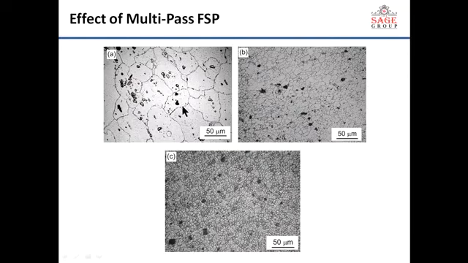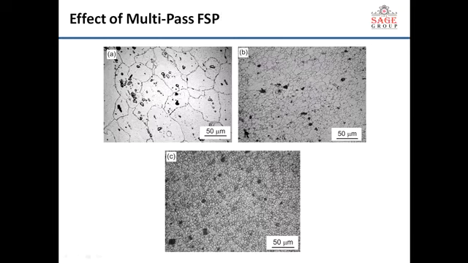Friction stir processing refines grains to a greater extent. This is because of the dynamic recrystallization process occurring. The recrystallization occurs during the process, that's why it is called dynamic recrystallization. And due to dynamic recrystallization, the grain size of the aluminum alloy is refined to a greater extent.